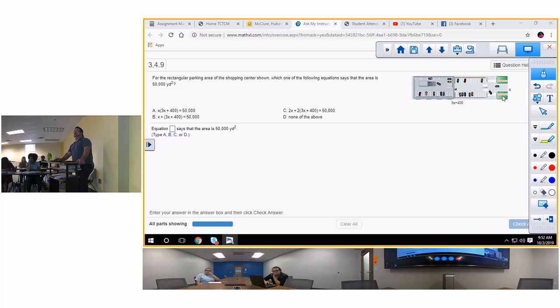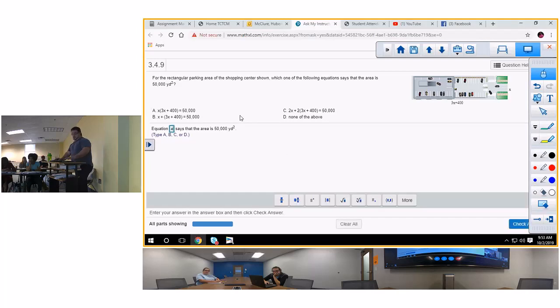I don't know about this one. x times 3x plus 4. It seems to me it'd be 3x times 3x plus 400 is equal to 50,000, because you don't have any dimensions on this building. You don't have any dimensions on this grassy area. So I don't know how you're going to be able to do anything but that. The question should say, how much is blacktop, if they want something different. So I would say A is your answer.